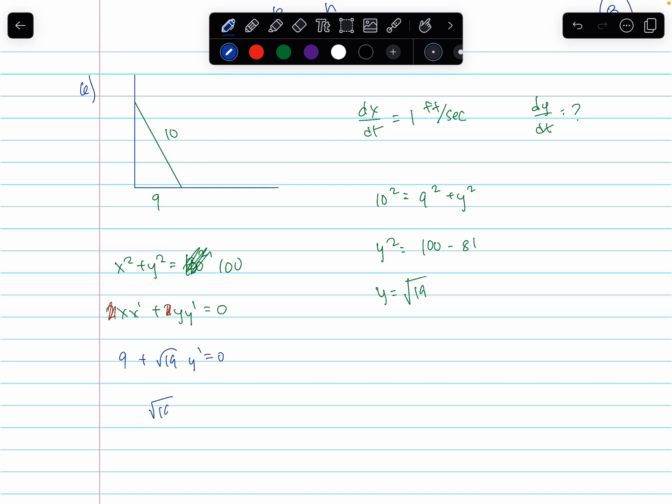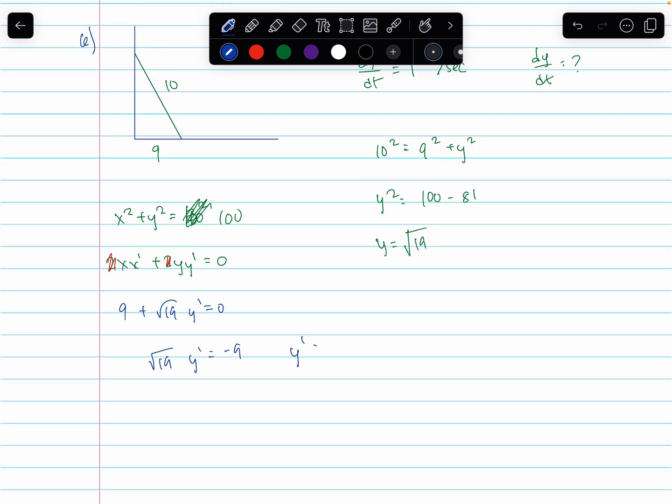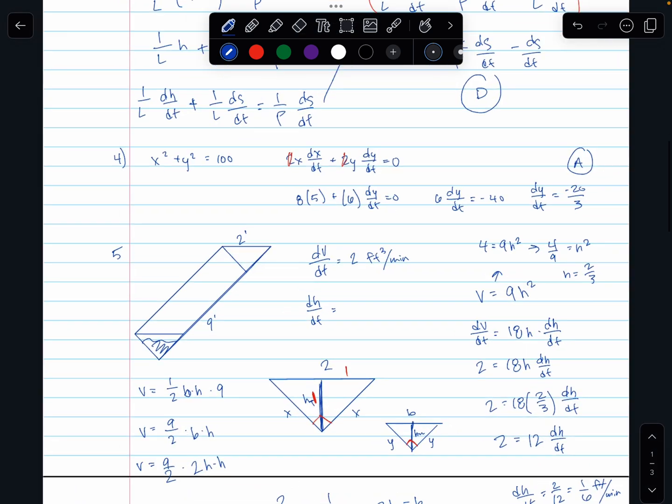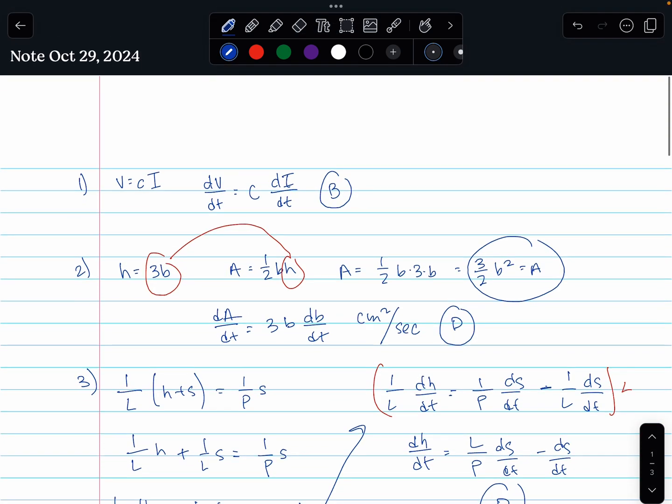So the square root of 19 times y' is equal to negative 9, and we get y' is equal to negative 9 over the square root of 19, and that's in feet per second. And so the distance is decreasing, so that's going to be B or D, and it's 9 over the square root of 19, so that's going to be B. Okay, that should do it for this one. Sorry for that question 5, but that's everything for the progress check.